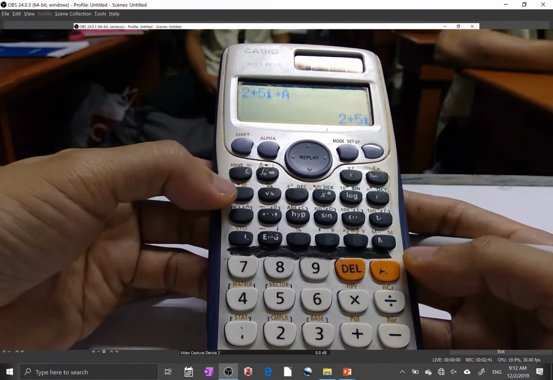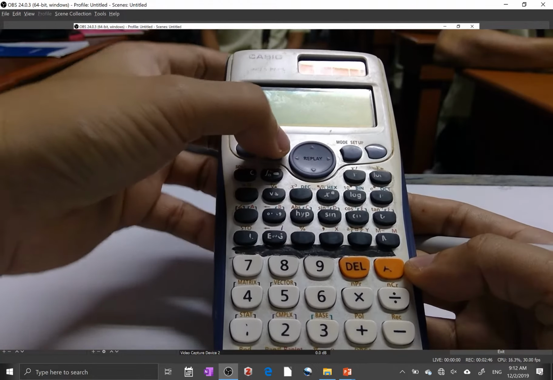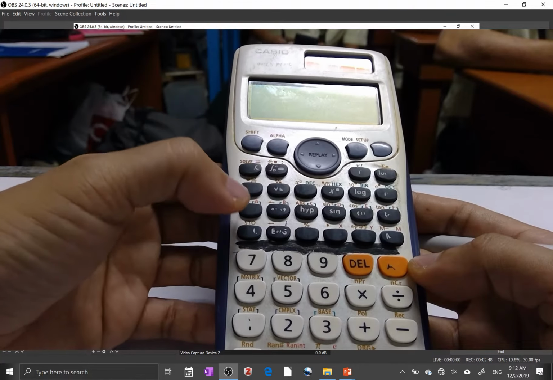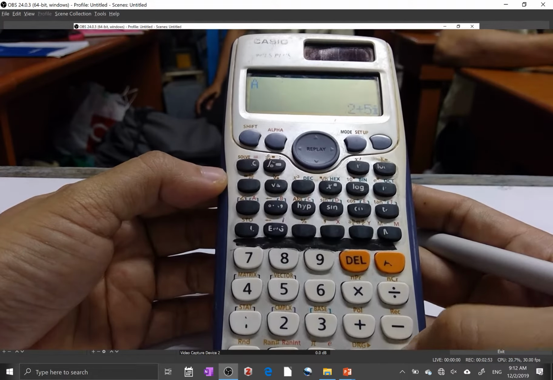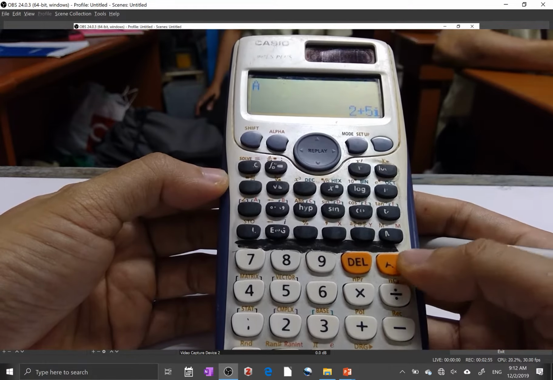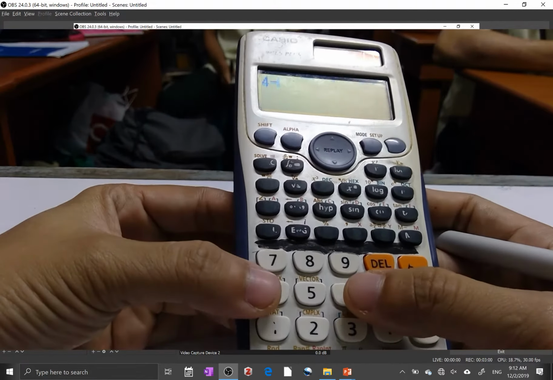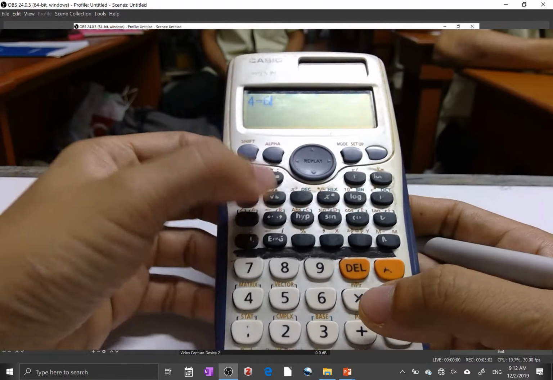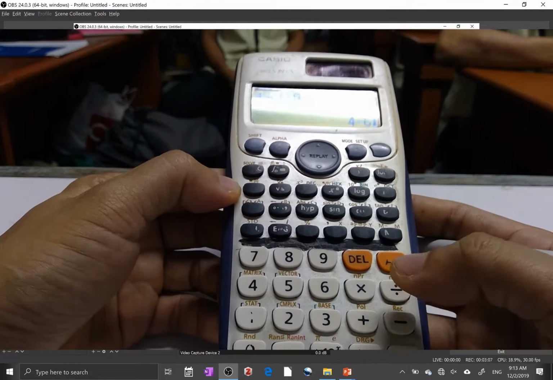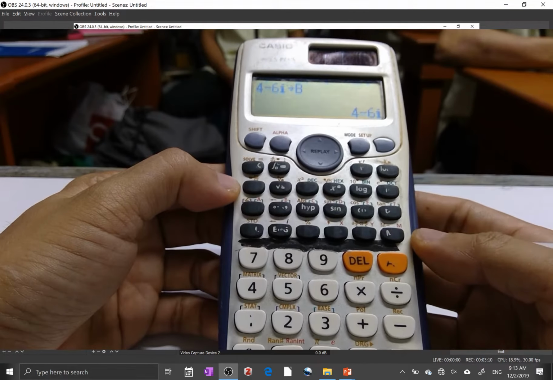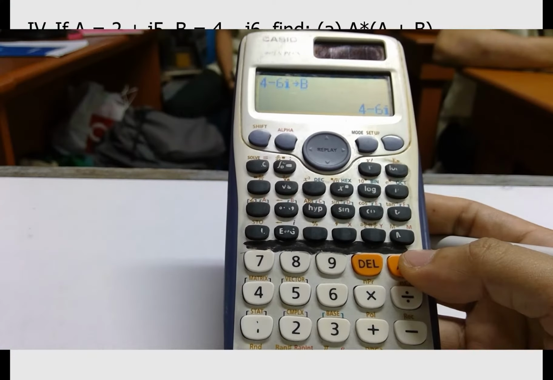If you want to get the value of a again, we clear the screen. You press alpha a, then press equals, so you have 2 plus 5i. The same for b: 4 minus 6i, shift i, then shift store b. So I store it to b. That's the b, and then we can do the operation in the problem.